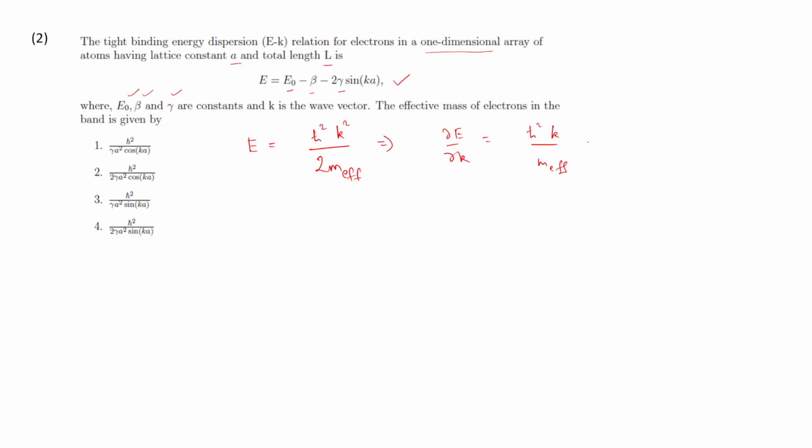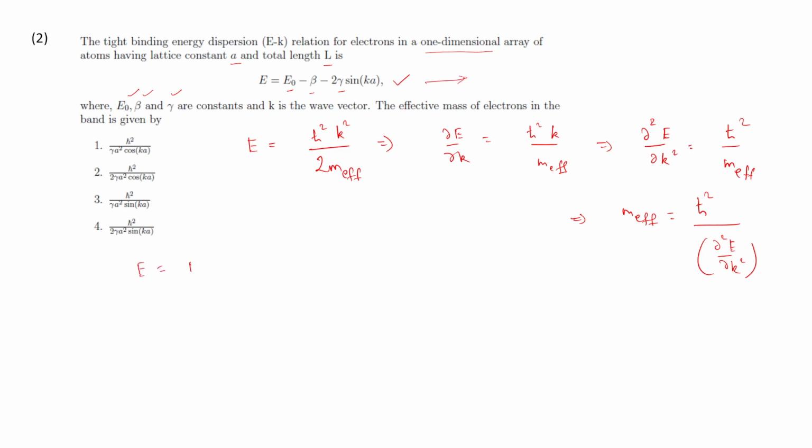So if we try to do this derivative again, what we will get is dou square E by dou k square is equal to h bar square over m effective. Okay, and m effective will be equal to h bar square over dou square E by dou k square. Okay, so let us do this. So we have to find the double derivative of this energy. This energy is usually a function of k, as shown here. So let us try to do that.